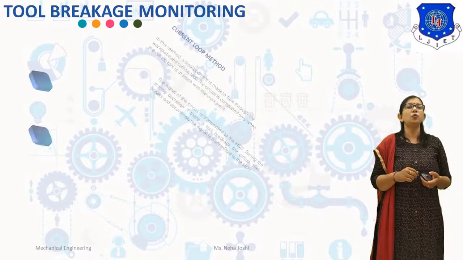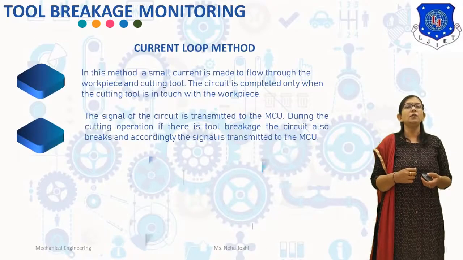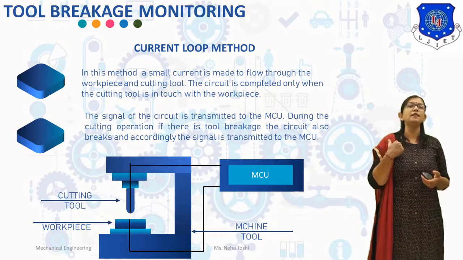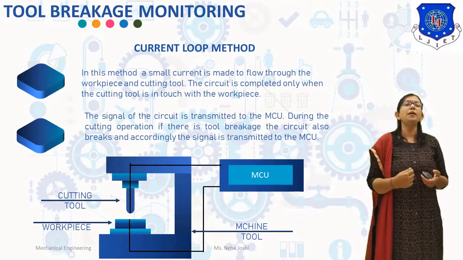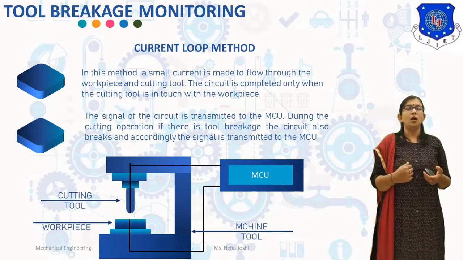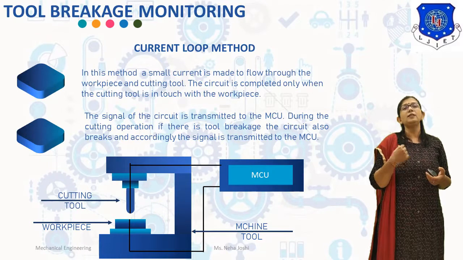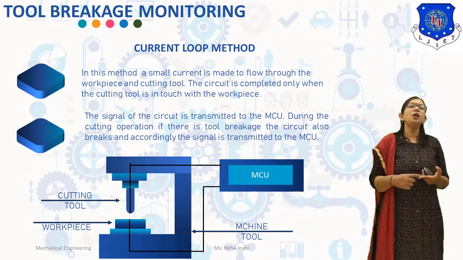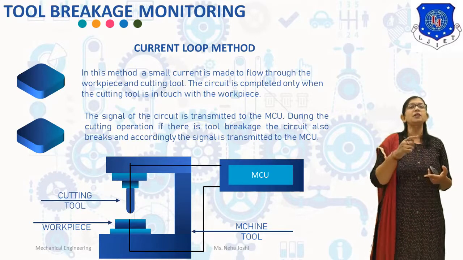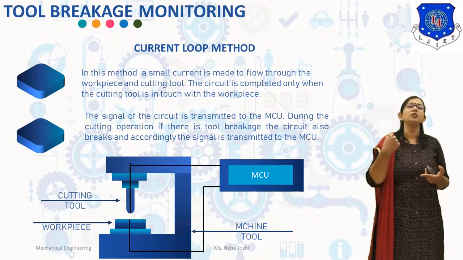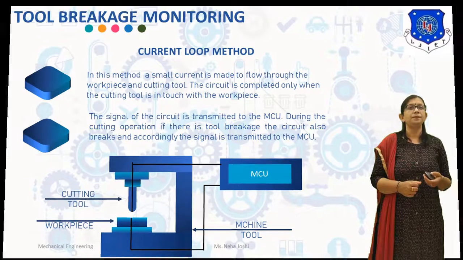Next method is the current loop method. Now in this method, a small current is made to flow through the workpiece and cutting tool, as you can see in the diagram. The circuit is completed only when the cutting tool is in touch with the workpiece. Okay, so the signal of the circuit is transmitted to the MCU, which is known as the machine control unit. During the cutting operation, if there is a tool breakage, the circuit also breaks. And accordingly the signal is transmitted to the machine control unit, and the machine control unit then initiates the necessary action.